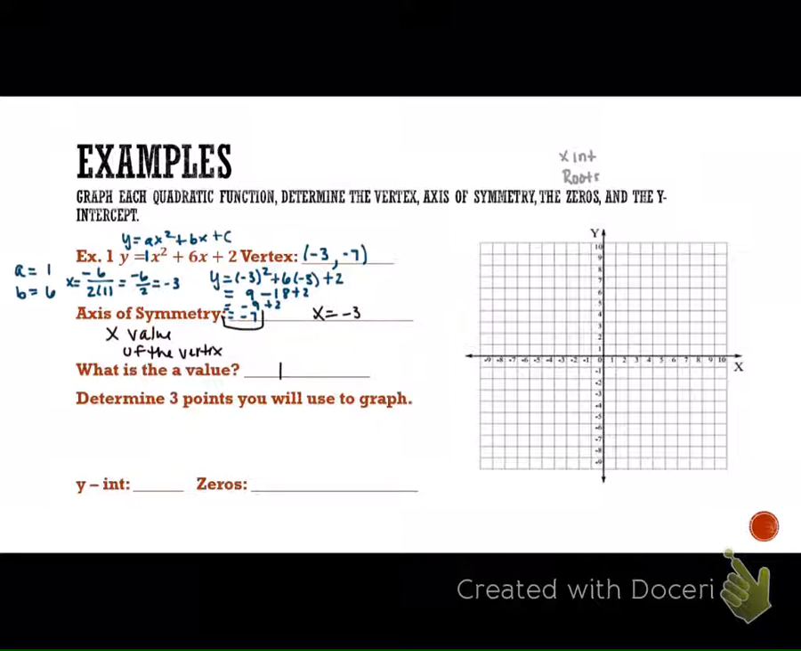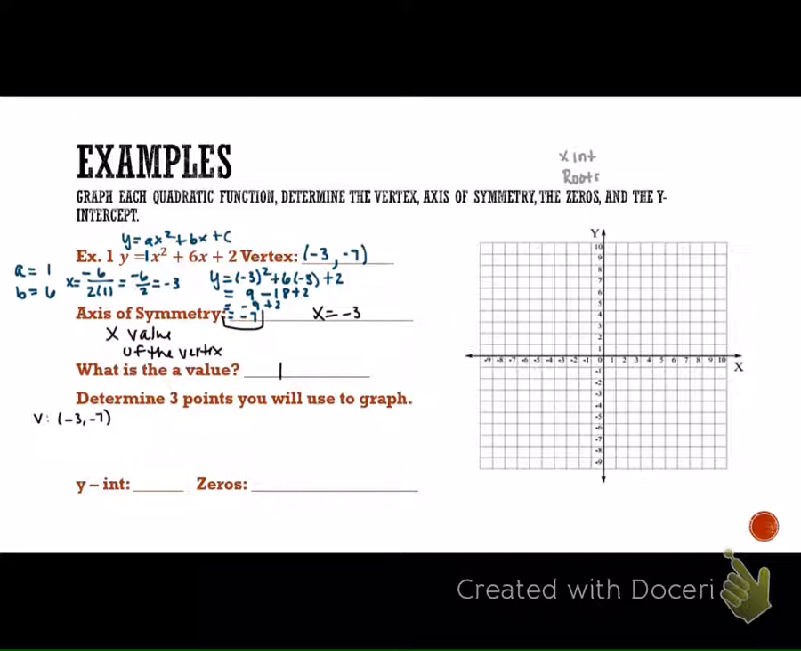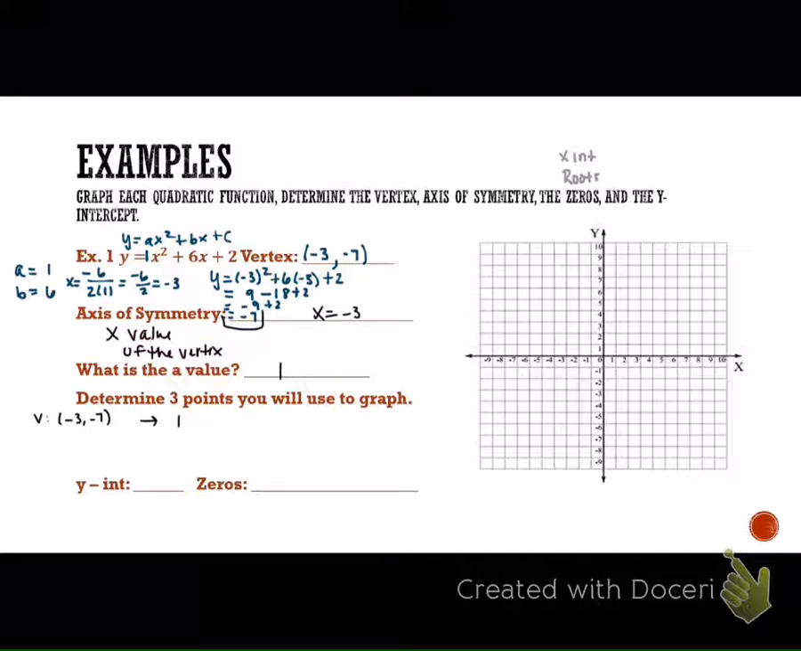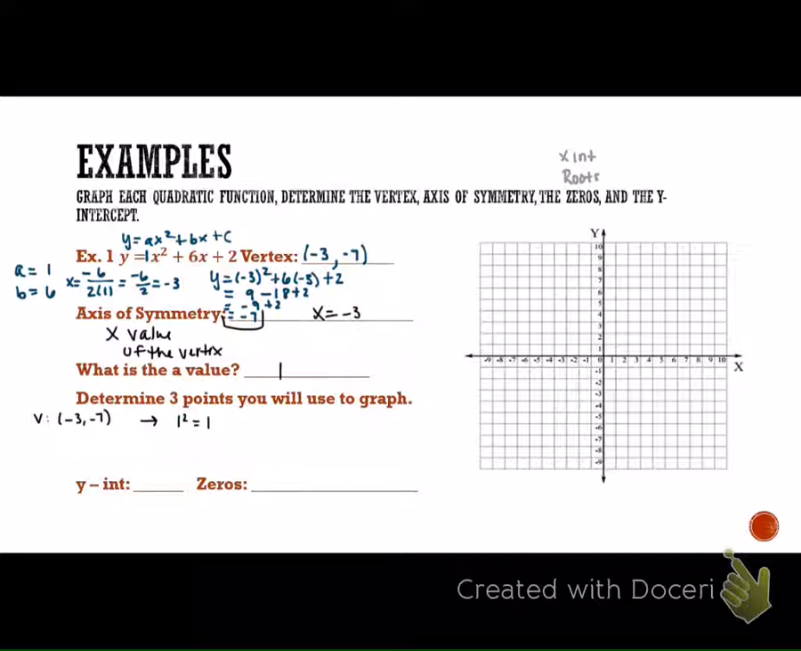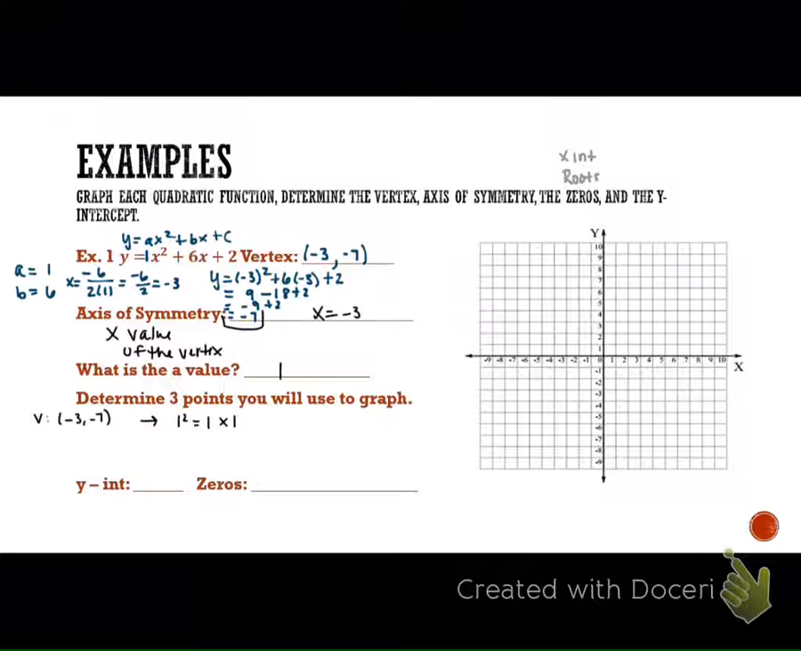So we're going to determine 3 points besides the vertex that we can use to graph. Now, we're probably not going to be able to graph all of them, but just to get you guys in the habit. We know that our vertex point is negative 3, negative 7, right? You guys understand that? So we're going to have that point there. We're going to determine 3 more points from that vertex. So 1 squared equals 1. Our multiplier is 1, so we're going to go out 1, up 1.